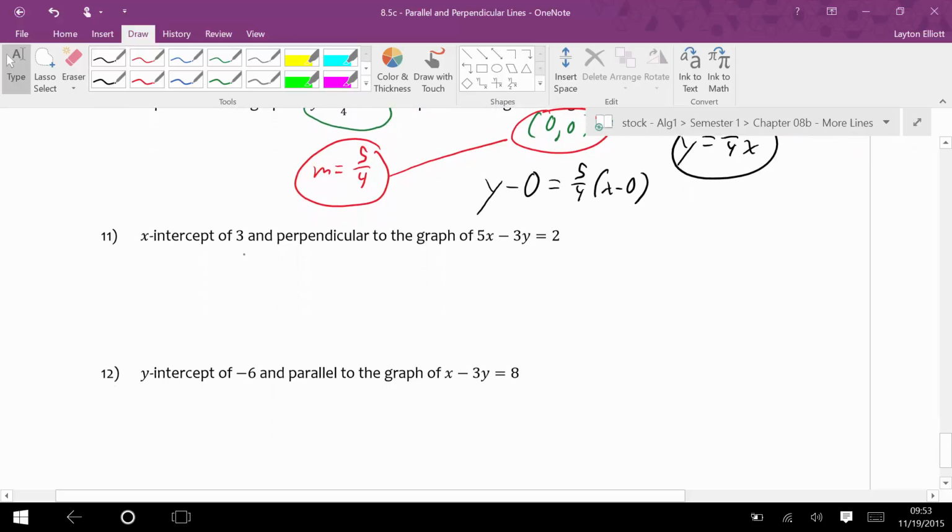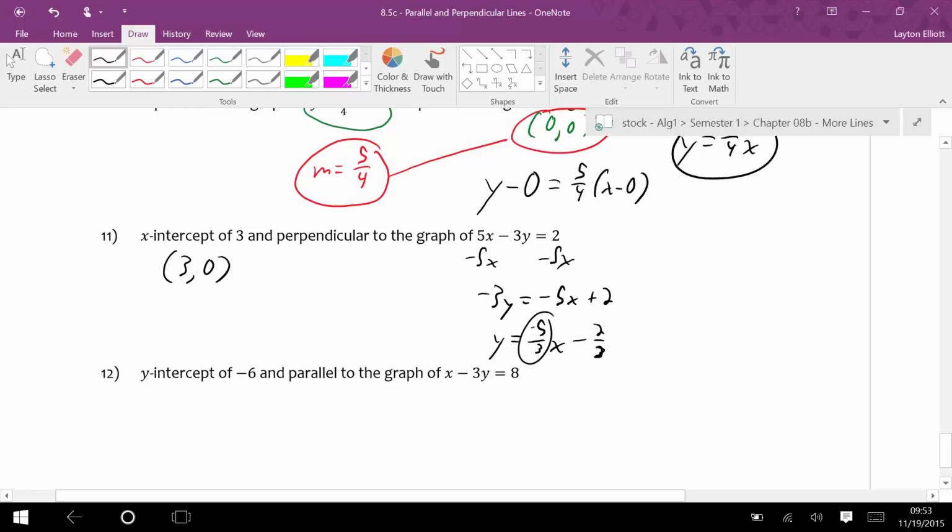Number 11, it says an x-intercept of 3. And I'm going to stop right there and just write the ordered pair 3, 0. Perpendicular to this graph here. Well, to do that, we're going to want to put that equation into slope-intercept form. Subtract 5x, negative 3y is equal to negative 5x plus 2. Divide by negative 3, y is equal to 5/3 x minus 2/3.